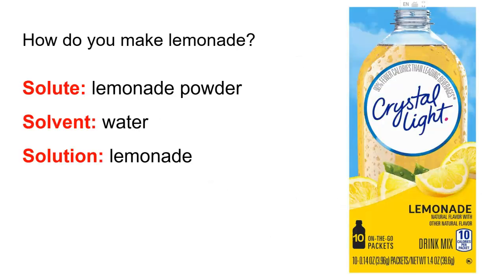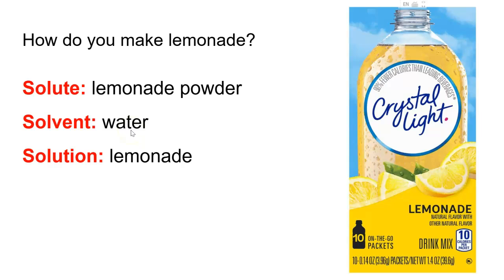Okay. So let's talk about some of these molecules that may or may not make it through the membrane. When we make lemonade, it seems like a random transition, but we'll get there. We need to have a solute, and this is the lemonade powder. Okay. A solute is anything that can be dissolved in a solvent. The universal solvent is water.